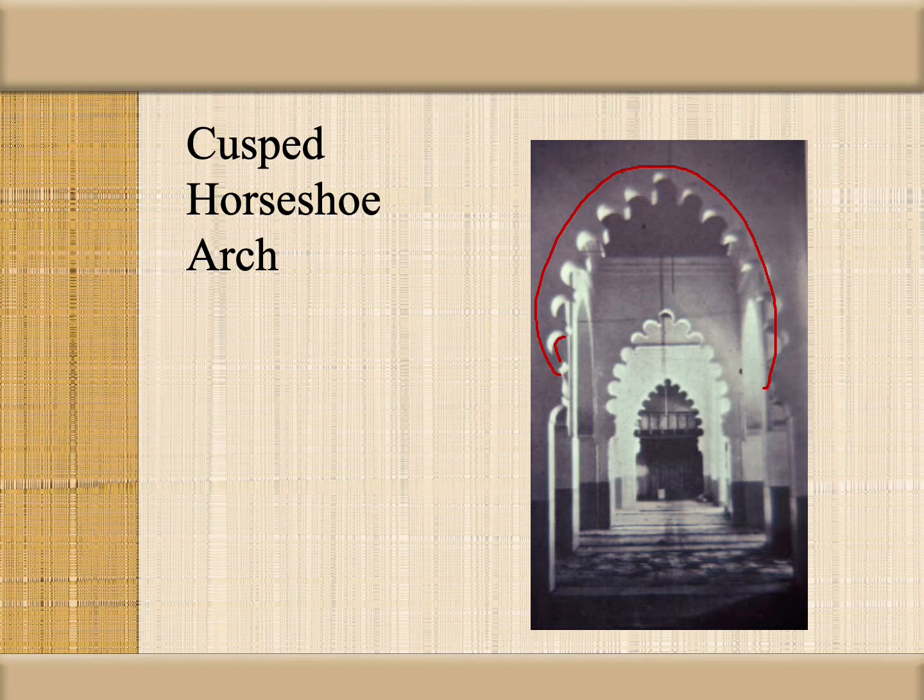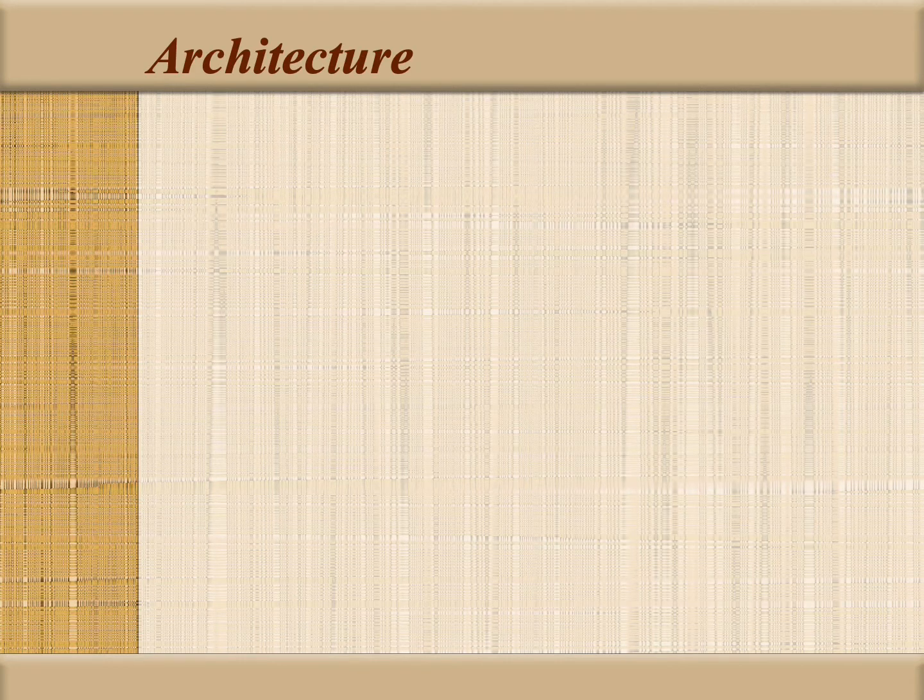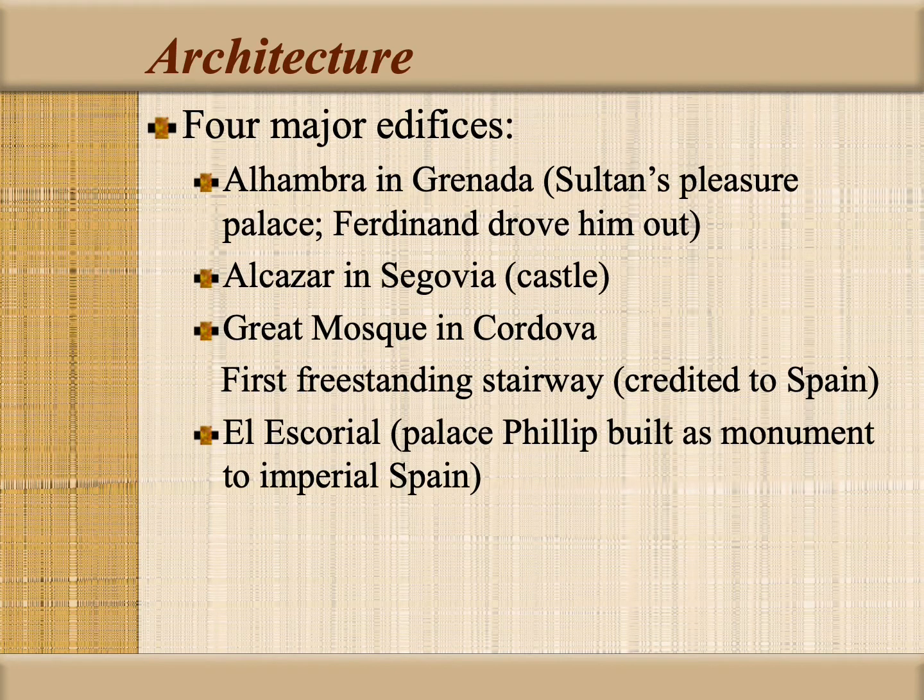It's more rounded. All right, so there are 4 pieces of architecture that we're going to dive into today. We have the Alhambra in Granada, the Alcazar in Segovia, the Great Mosque in Cordova, which also features the first freestanding staircase, and El Escorial.